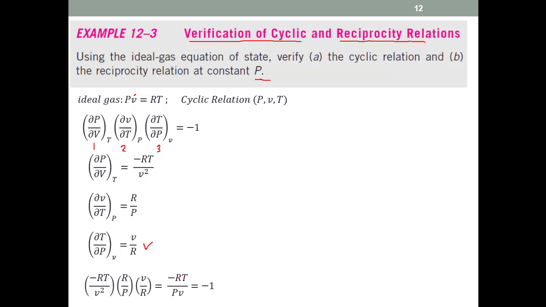If we multiply, we get minus RT by PV. Whereas what is the value of RT by PV? From this equation, if PV comes to this side, here we'll have 1 only, so that means minus 1. That indicates that the product of the 3 values is equal to minus 1. So that was the verification of the cyclic relation.